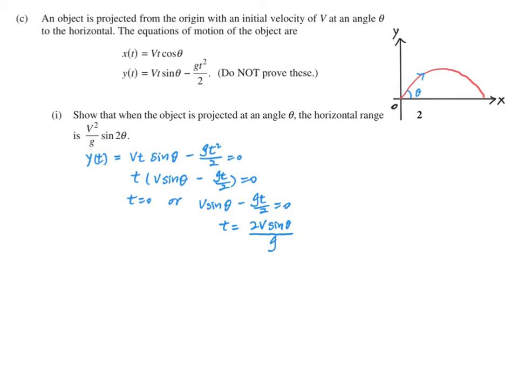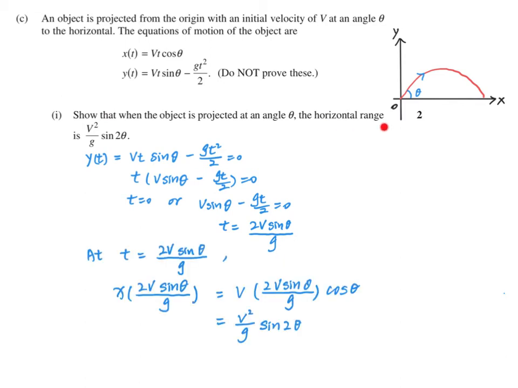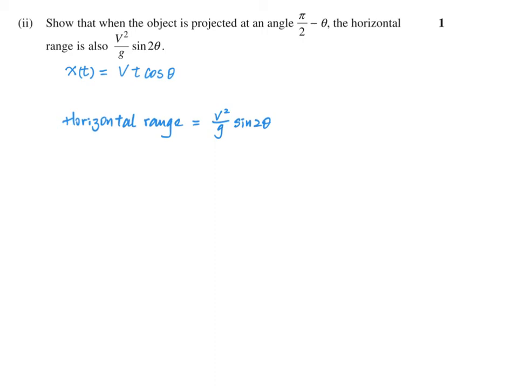Then from this equation, we can find that t equals 2v sine theta over g. The question is asking for horizontal range. So at t equal to the time that we have just found, what should be the horizontal displacement? It should be v times the t we found, and then times cosine theta. v times v is v squared over g, 2 sine theta cosine theta is sine 2 theta. So we have done.